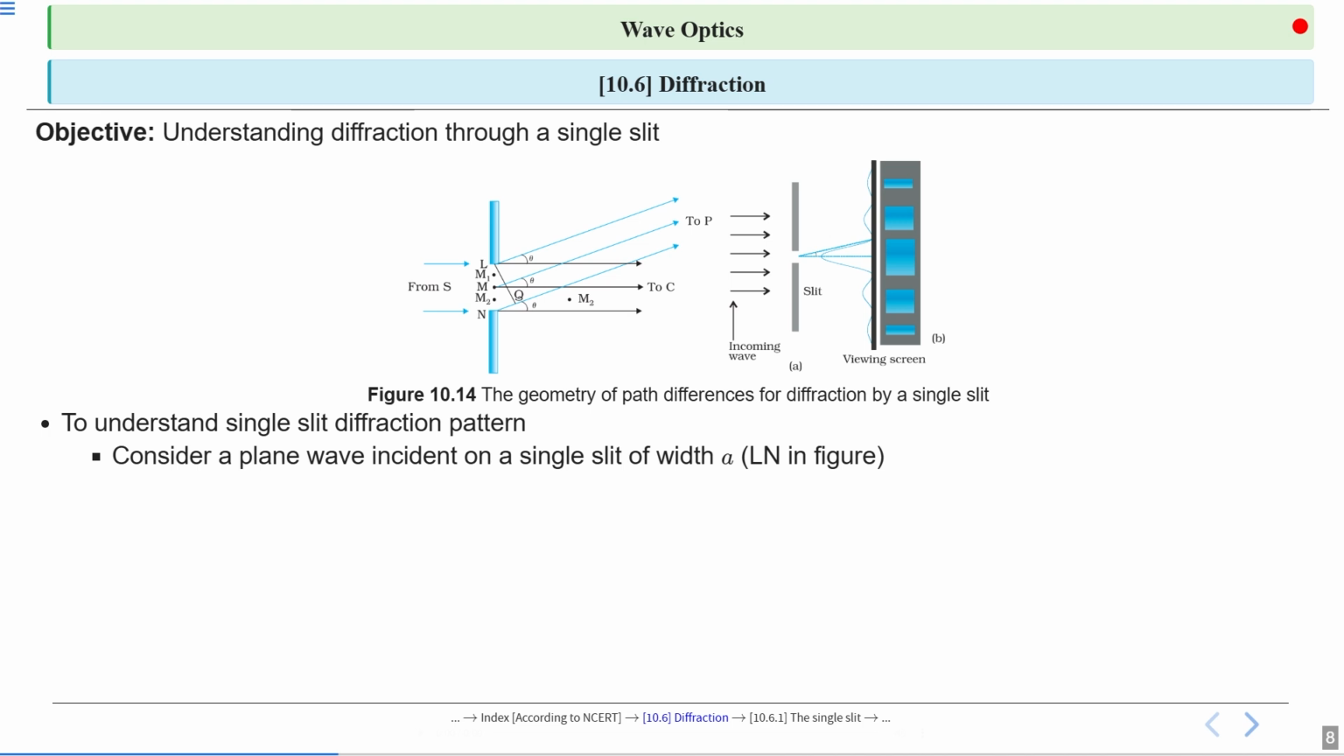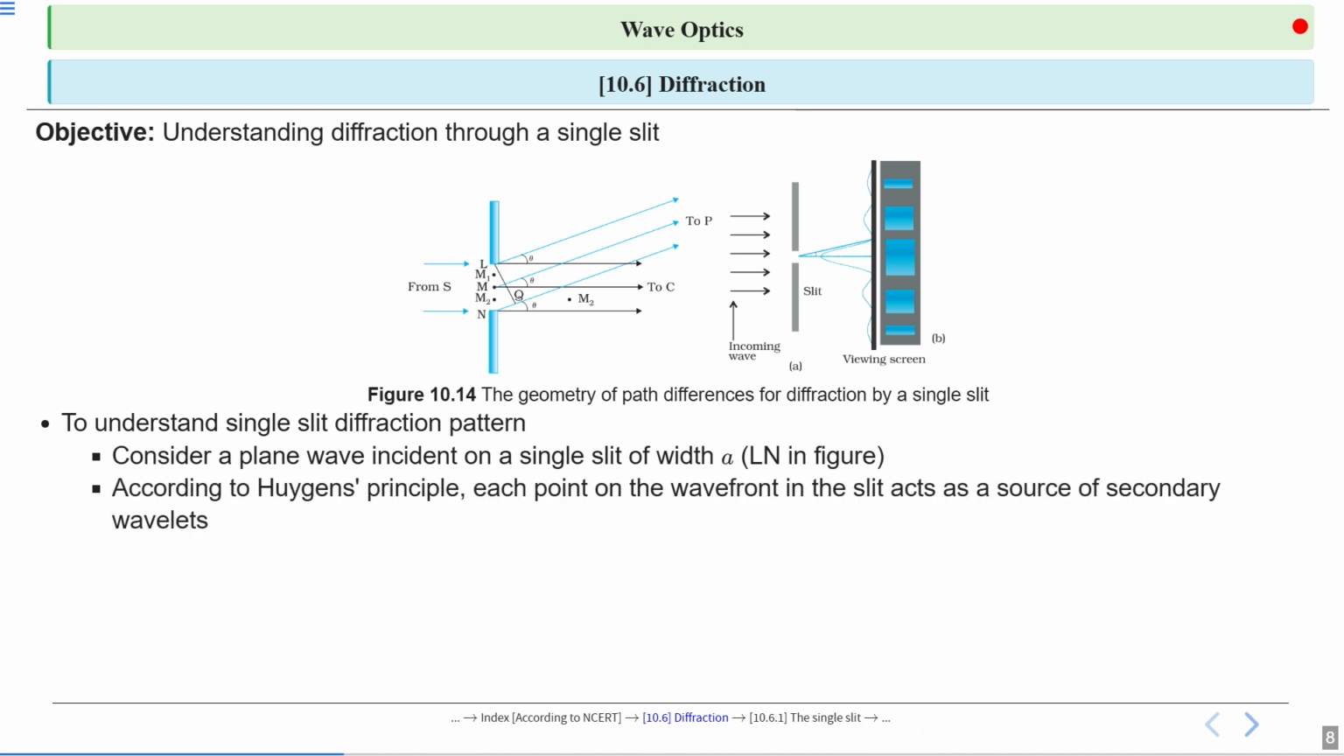Consider a plane wave incident on a single slit of width a, represented by LN. According to Huygens' principle, every point on a wavefront can be thought of as a source of tiny secondary wavelets. So point L and point N can be taken as the sources of secondary wavelets.